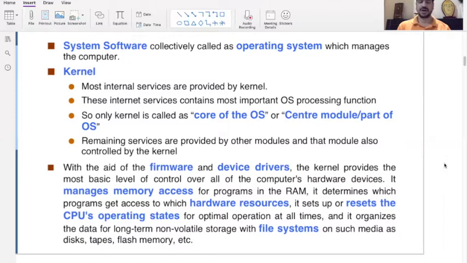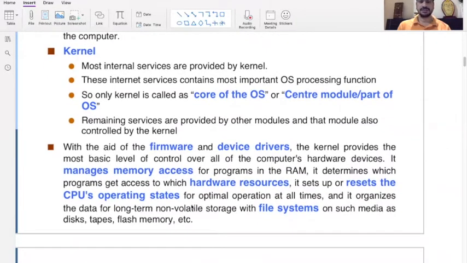The kernel manages all these device drivers that we have. If it is not part of the operating system, if we are installing it outside the operating system, then definitely the kernel will manage all those different modules or different device drivers that we install.